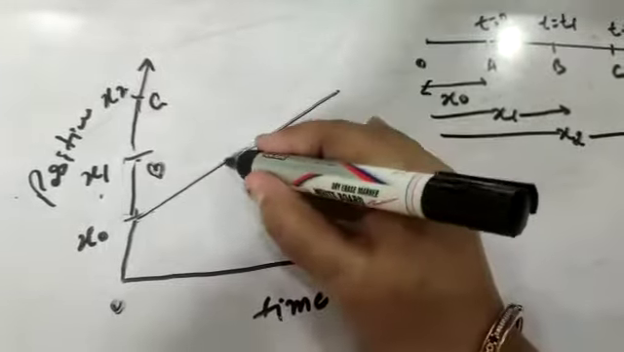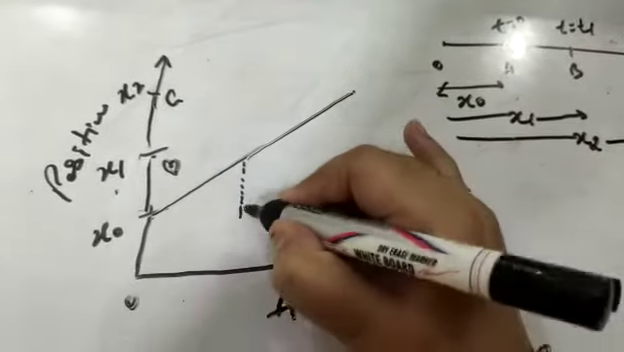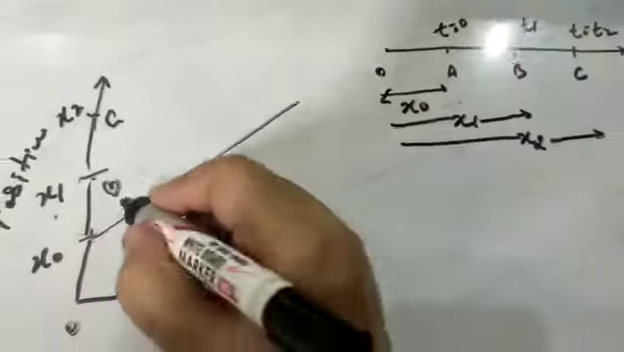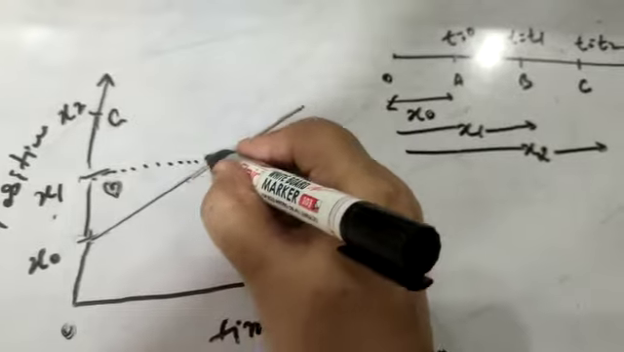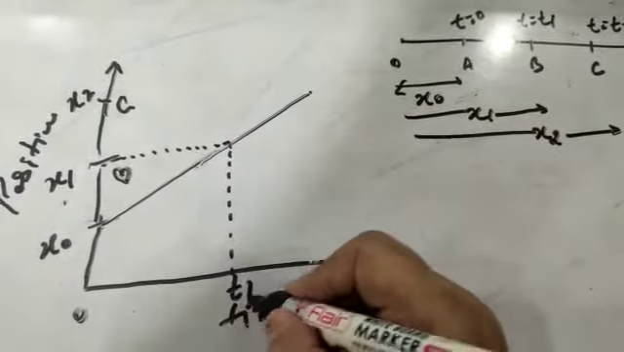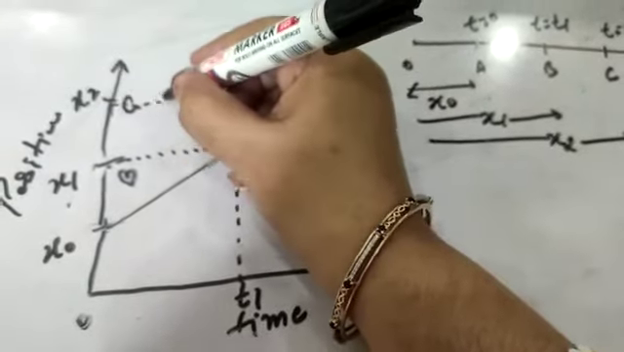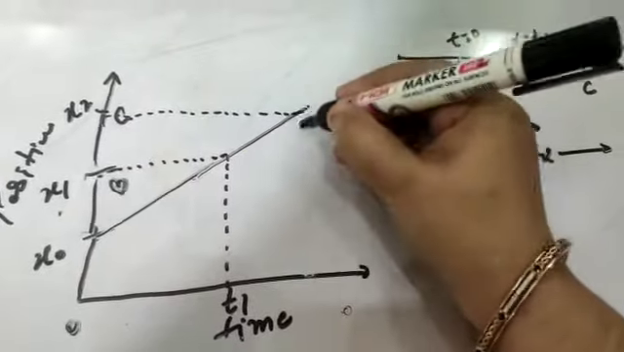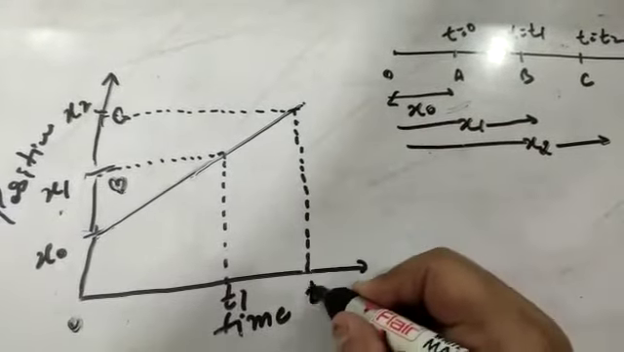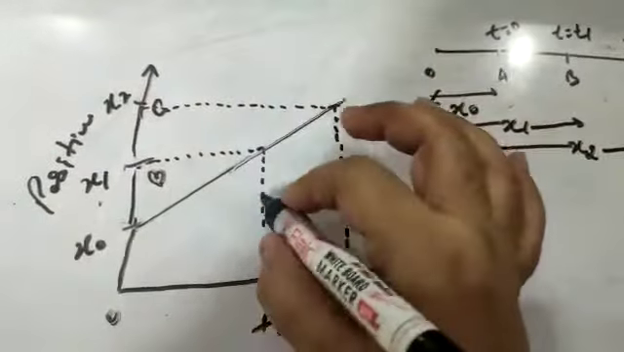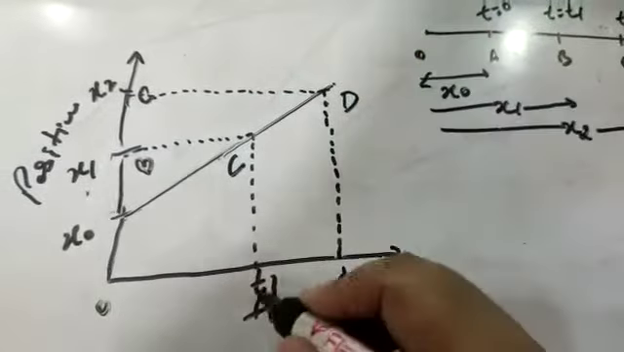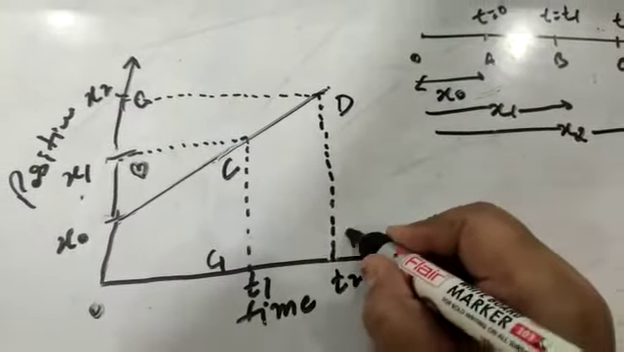So here I have considered the two time positions. Corresponding to B, the time is t1. Let us consider this position B. So corresponding to B I am having time t1 and corresponding to C I am having time t2. Let us write these positions and name them. Suppose this position is C and this position is D. Accordingly, this is C1 and this is D1.